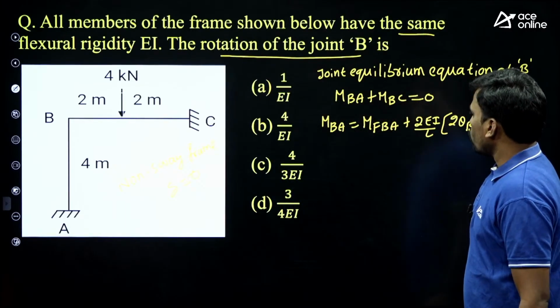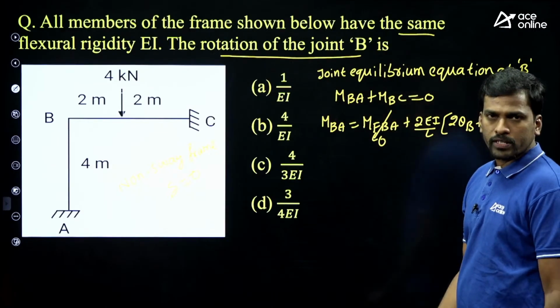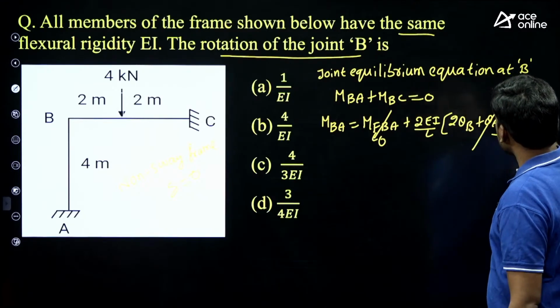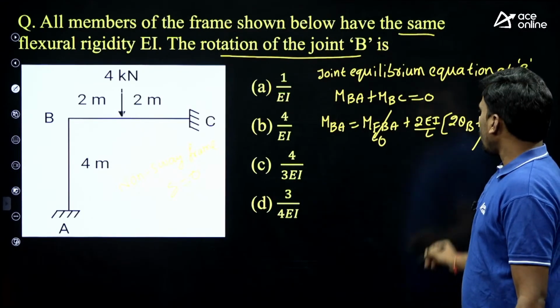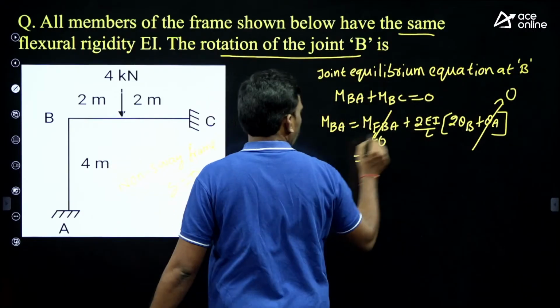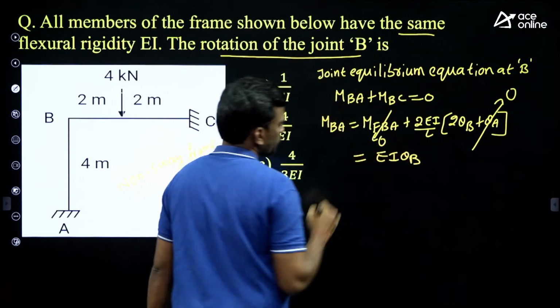What is the fixed end moment for member BA? No external load. The fixed end moment for member BA is 0, and the slope at A is 0 because it is a fixed support. And what is the span here? Length is 4 meters, right? Then 2 by 2, so this is EI theta B.